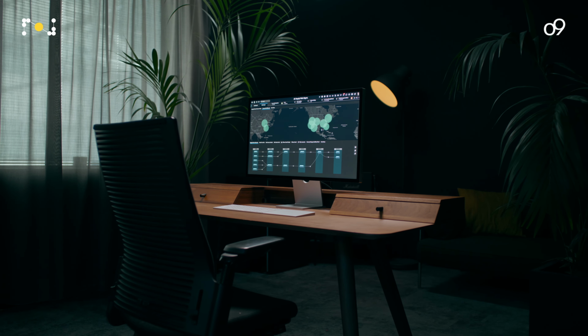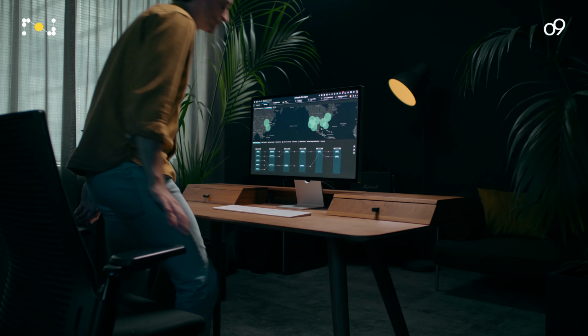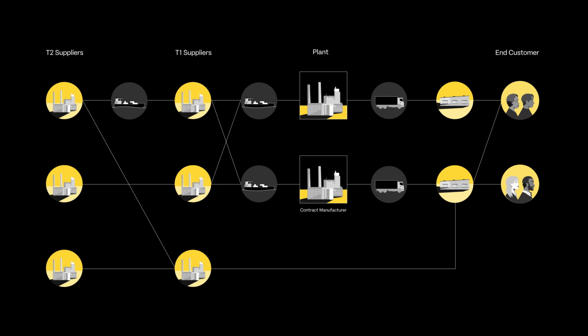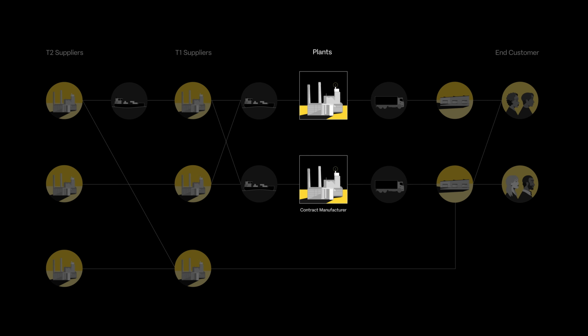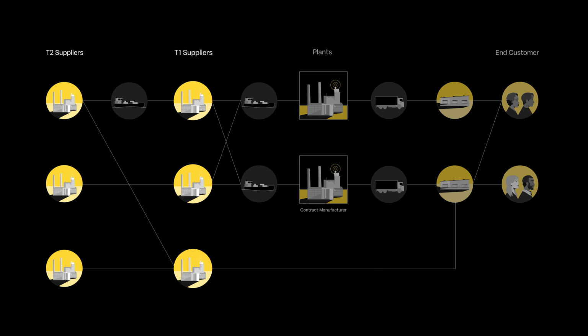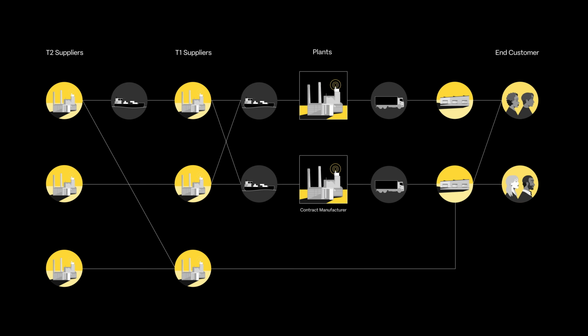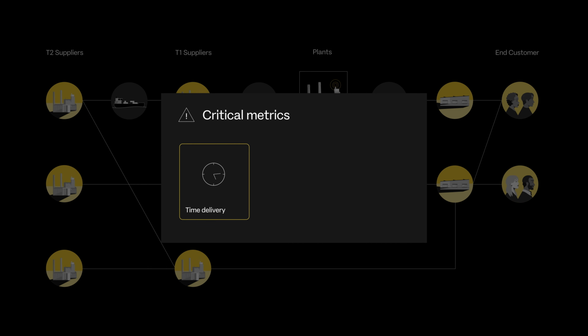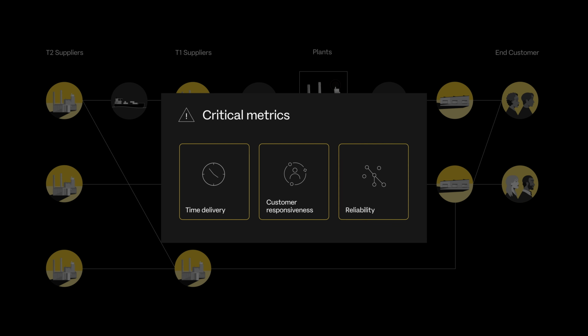Jay is the supply chain planner at a company called Good Products. He oversees several internal plants, external contract manufacturers, and Tier 1 and Tier 2 suppliers. His critical metrics are high on-time delivery, customer responsiveness, and reliability.